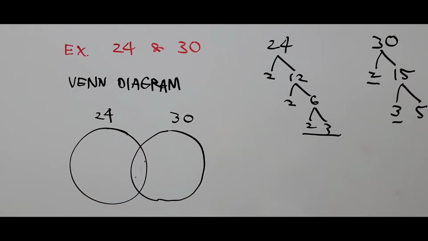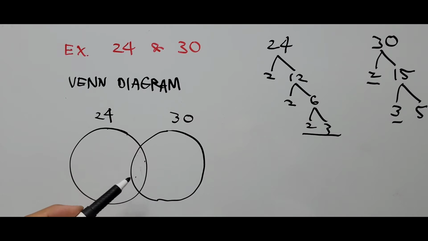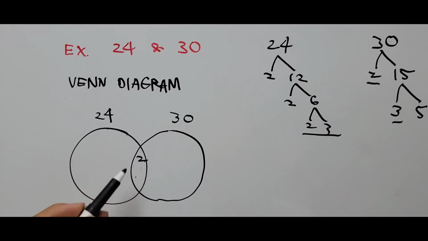Since we're looking for the least common multiple, we have to find the common factors of each number. So we have 2 and 3 over here and 2 and 3 over there. There's an intersection, where you see that one right there. All those common factors should lie in that intersection. So we have the numbers 2 and 3. And then the rest of the factors of each number should lie outside that intersection.